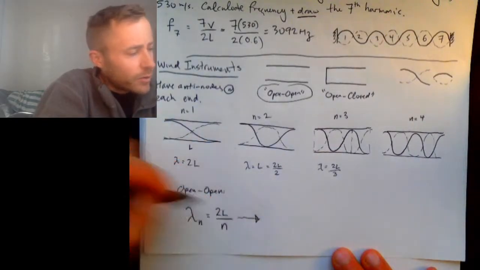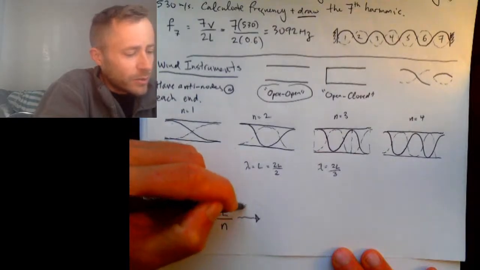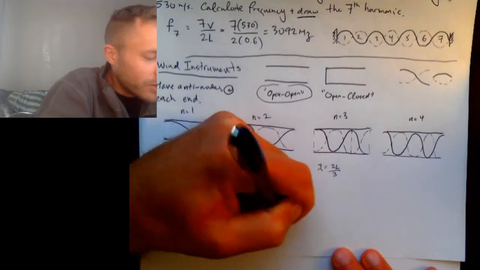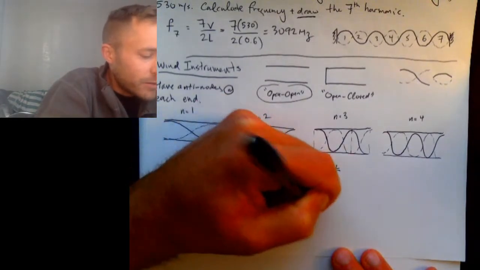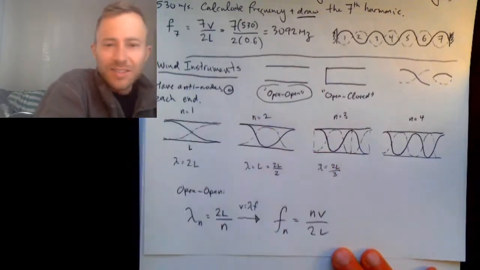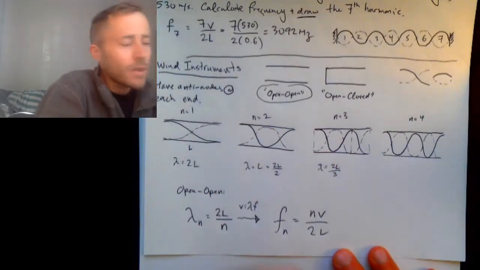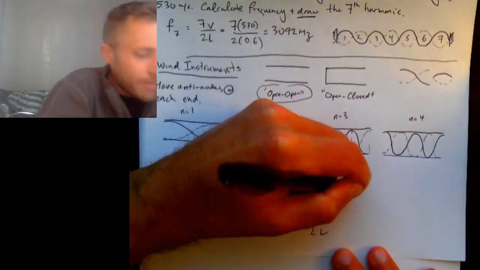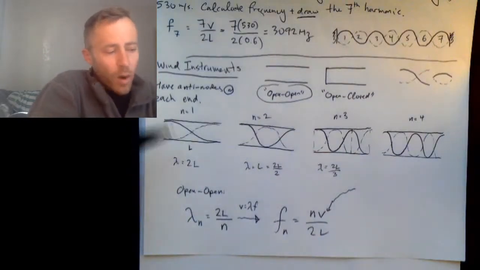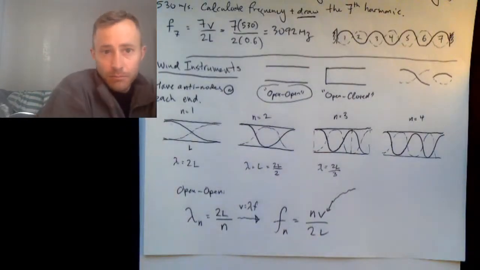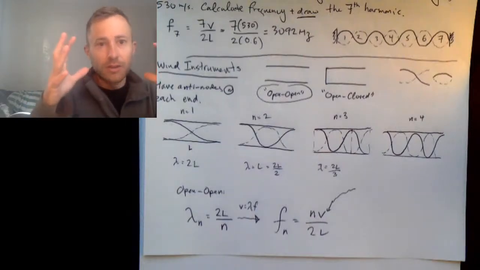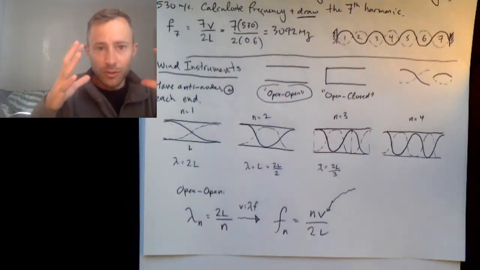Then we can use v equals lambda f and solve for the frequency. The frequency of the nth harmonic is nv over 2L. Exact same formula. There is an important difference, though, in the interpretation of v. What is the medium that is vibrating in the case of a wind instrument? In a wind instrument, it is the air inside the instrument that is doing the vibrating to produce the sound.